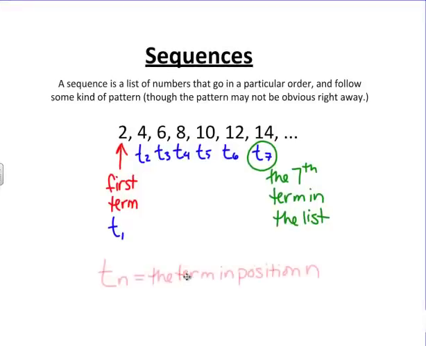We also need a way to just generally talk about any term in the list. So we're going to use T sub n to stand for the term in position n. N can be any whole number starting with 1, going up as high as you'd like. So if you wanted to say the 5th term in the list, you would say T sub 5. If you wanted to say the 100th term in the list, you would say T sub 100. And in general, T sub n just stands for the term in position n, where n can be any number that you'd like.